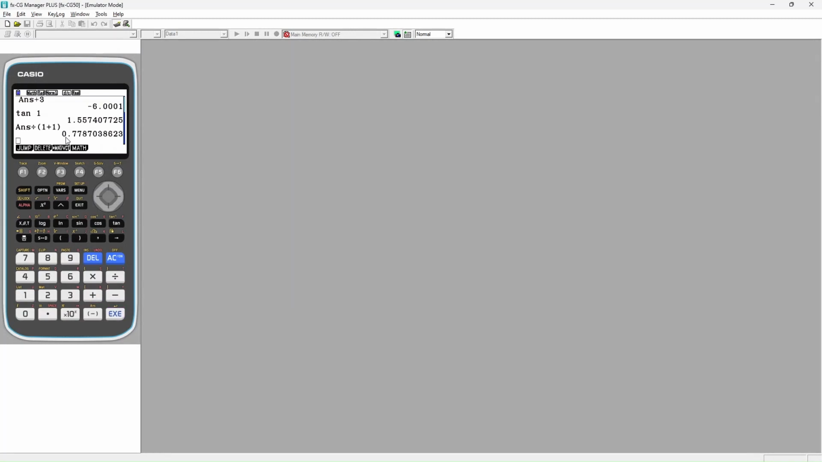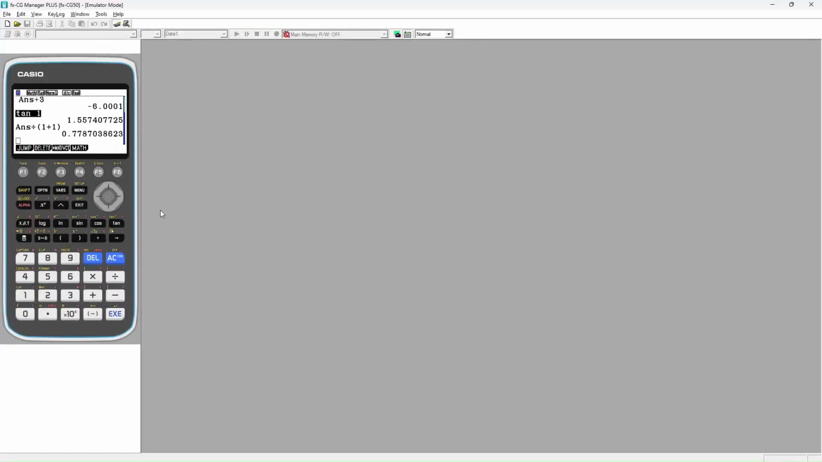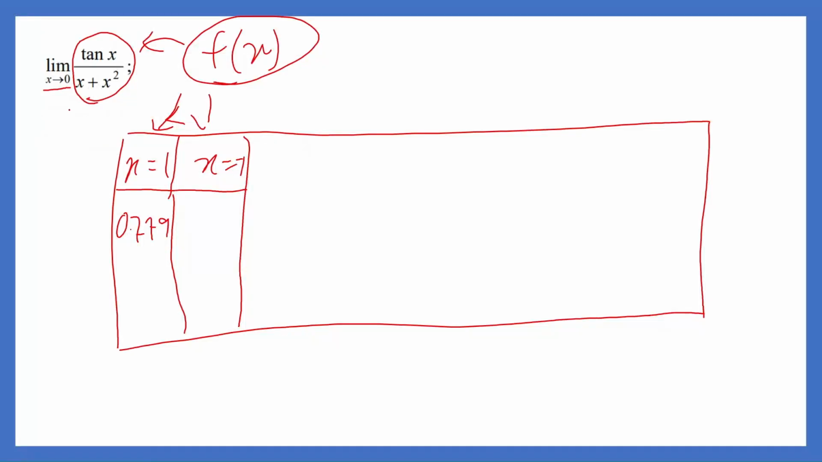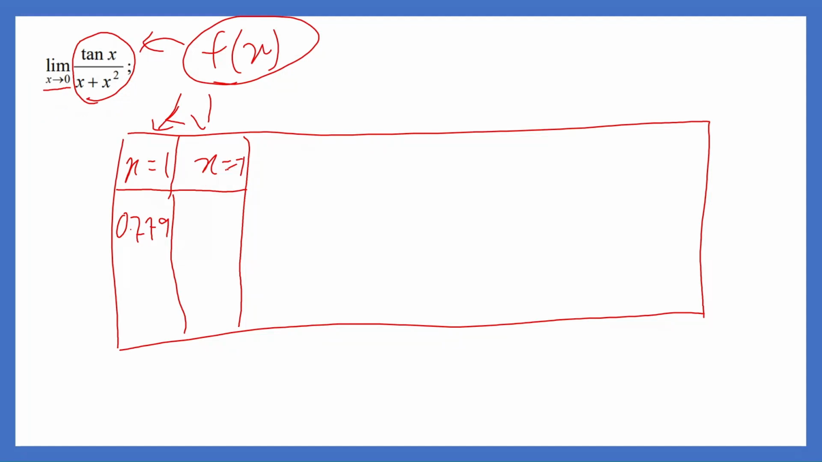So I'll get 0.779. Next, when it is minus 1. So tan of minus 1 is this, and I have to divide that by minus 1 plus 1. So minus 1 plus 1 is going to be an error because that is equal to 0. So this will not work. Let's make it a bit smaller. So I'm just going to write error. Make a gap over here, make that smaller now.